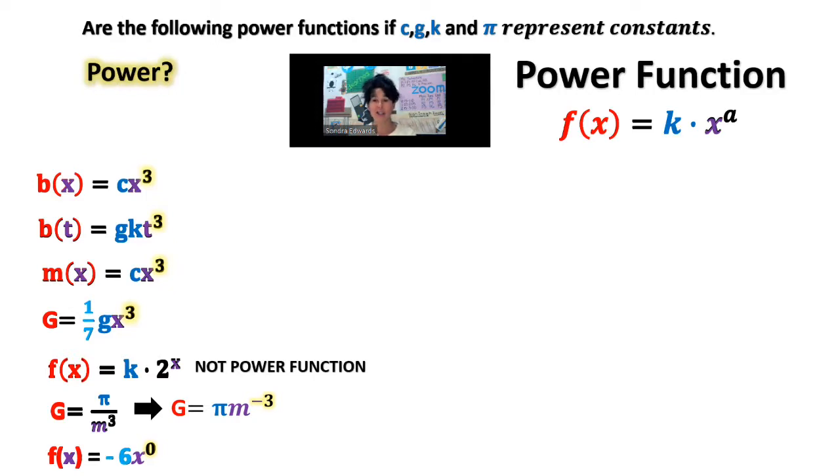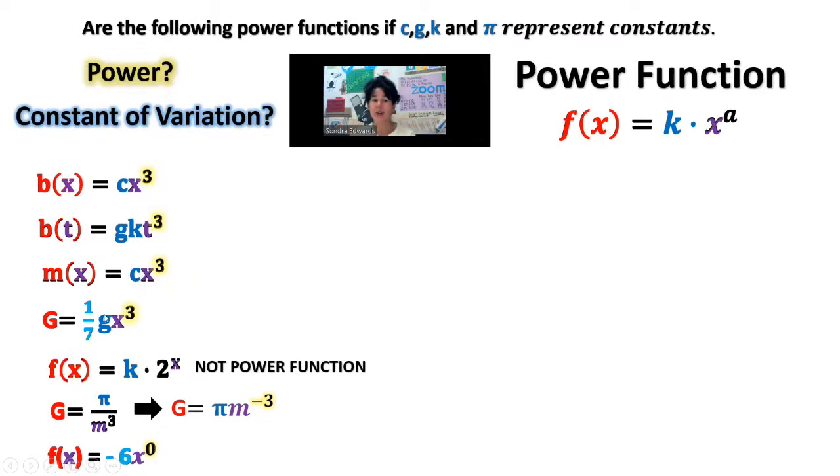Next, for the constants. If we want the constant of variation, we've already highlighted all the constants in blue, and it's the number sitting in front of x. So in this first one, the constant of variation would be c. This one would be gk. This one would be c.